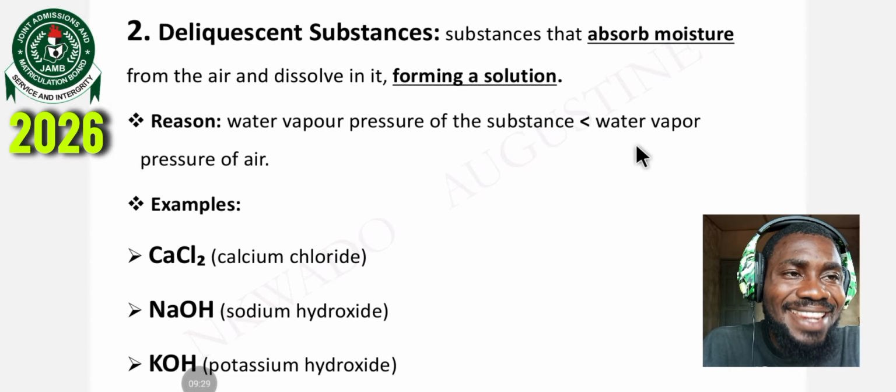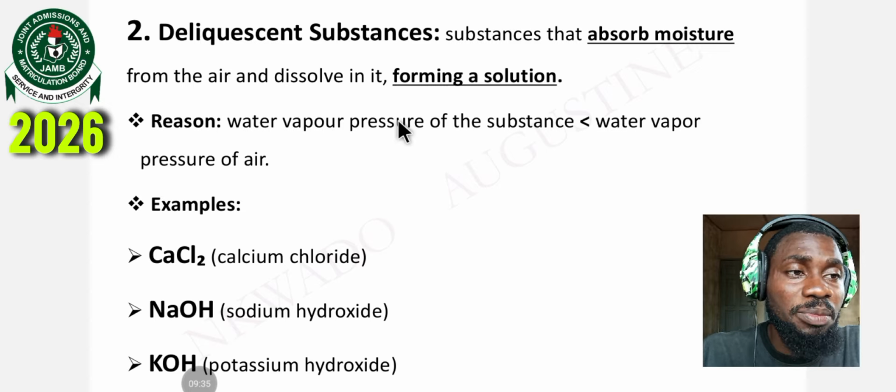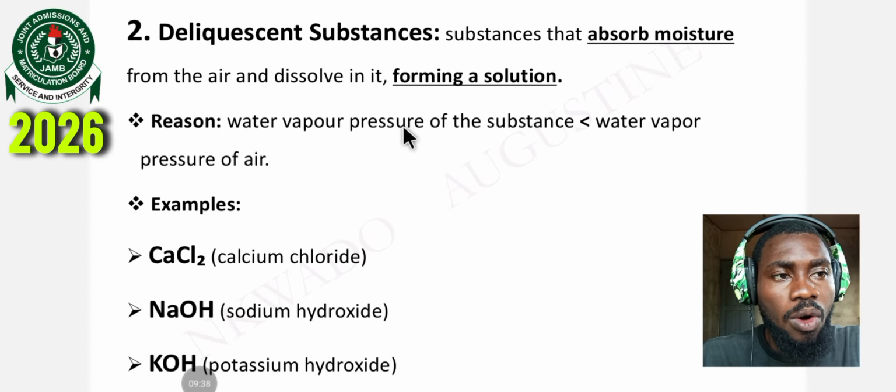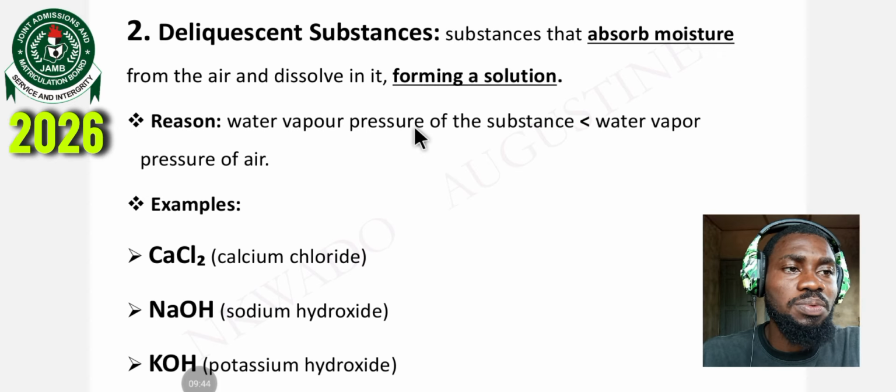Water vapor pressure of the substance is less than water vapor pressure of the air. When the water vapor pressure of the substance is less than the water vapor pressure of the air, deliquescence occurs. The substance absorbs moisture from the air. Moisture moves from the atmosphere into the substance.